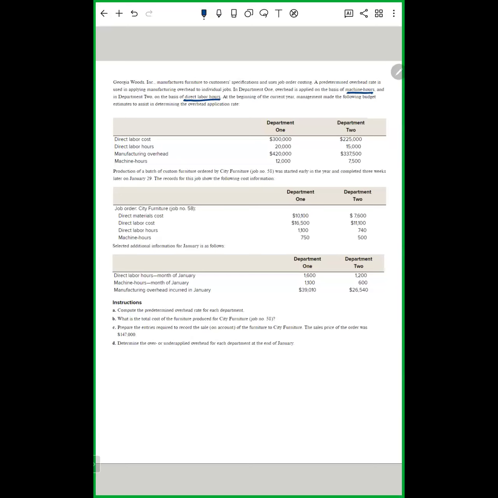Beginning of the current year, management made the following budget estimates. And so we have some estimates: direct labor, direct overhead, and so forth. Then production for a batch of custom furniture ordered by City Furniture, which is job number 58, was started early in the year and completed 3 weeks later on January 29th. And here's some information specific to job number 58: direct materials, direct labor, direct overhead, machine hours.